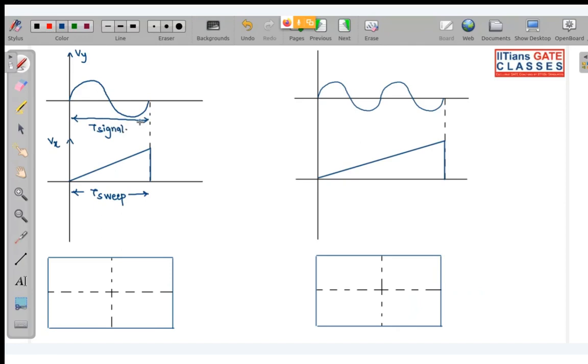From the diagram, you can see that the time period of the sweep is exactly equal to the time period of the signal. Now, how many cycles of this signal are going to be displayed on the screen?